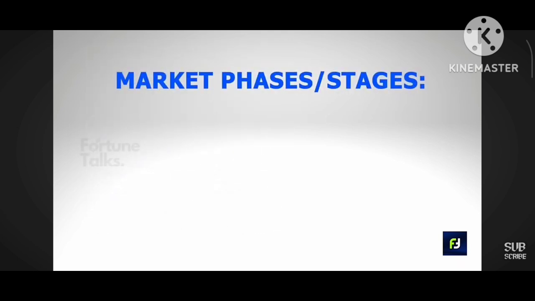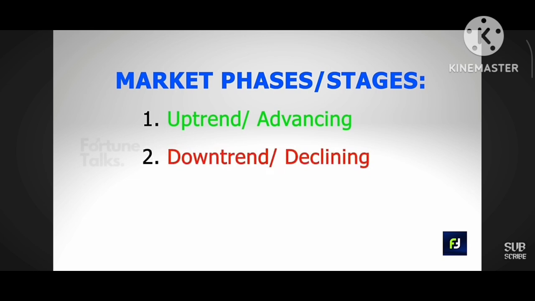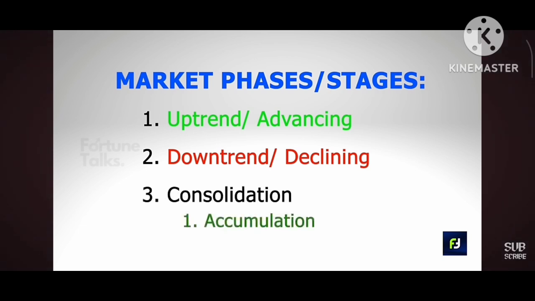To sum it all up, the market moves in three phases or three stages. Number one is the uptrend or the advancing stage. Number two is the downtrend or the declining stage. And number three is the consolidation stage. The consolidation stage can be further subdivided into the accumulation phase and the distribution phase.